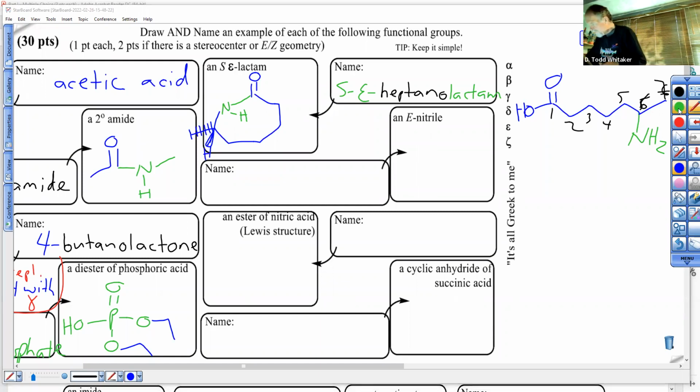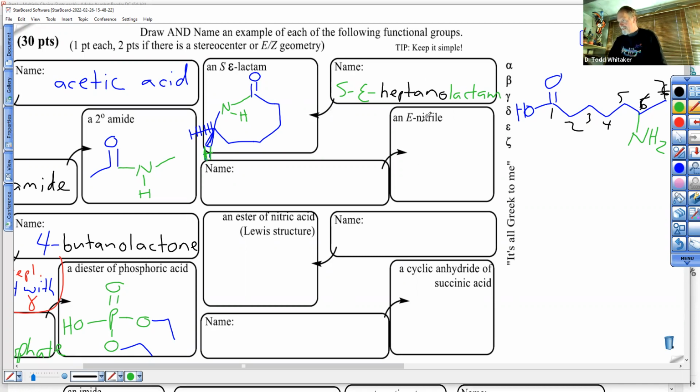How can I make it show better? Put in green or something. That's just so I can see that it's an H. There you go. S epsilon heptanolactam. And that would be 2 points because of the stereocenter. 2 points if there's a stereocenter or easy geometry. Good.